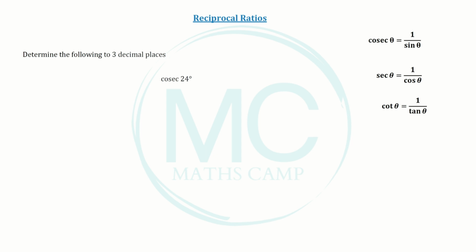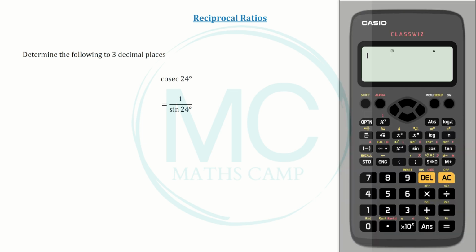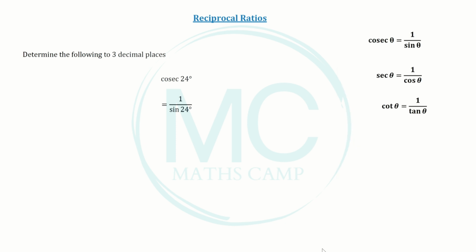Cosec theta is the reciprocal of sine theta. So we can say cosec 24 degrees is equal to 1 over sine 24 degrees. Now we can use our calculators. And we say 1 divided by sine 24 degrees is equal to 2.4585 and so on. Let's round off to 3 decimal places.